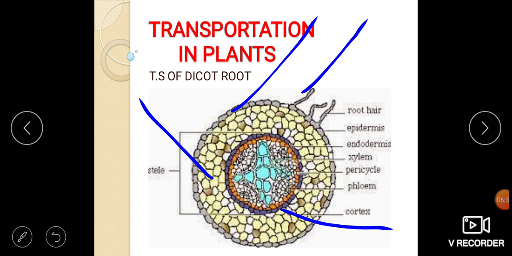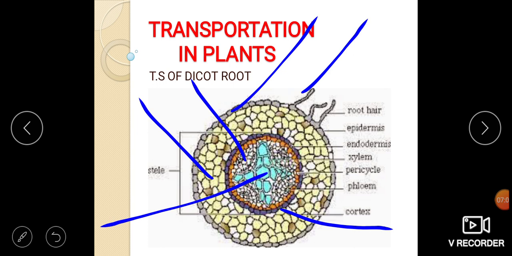Inner to the endodermis, what is there? You can see again an orange layer which is called the pericycle. This is the region from where the lateral branches of the roots come out. And inner to the pericycle is the vascular cylinder. And here you can see this portion is the xylem, and this portion is the phloem.